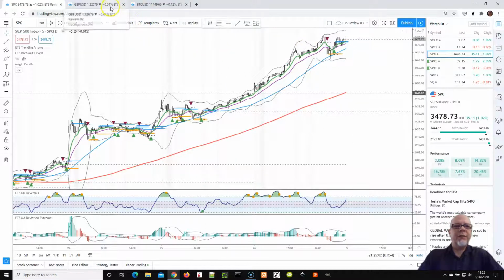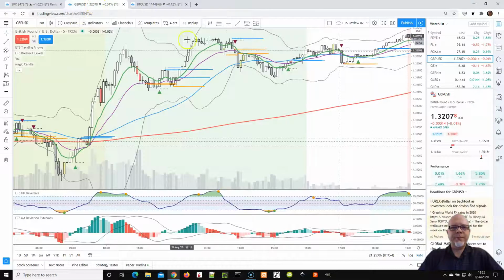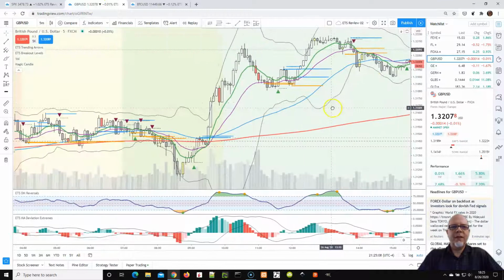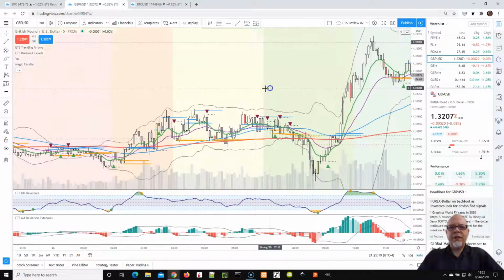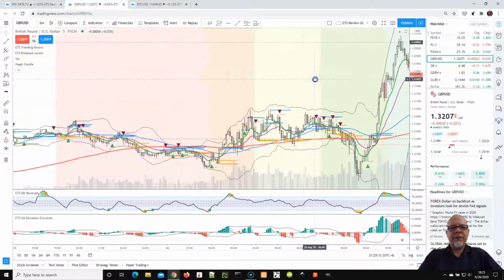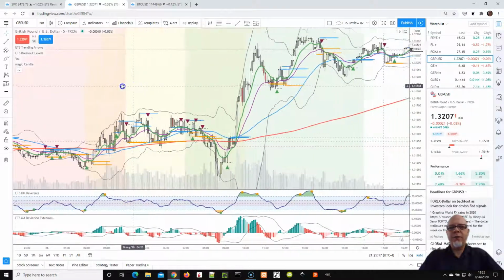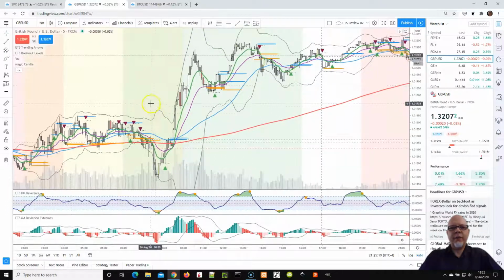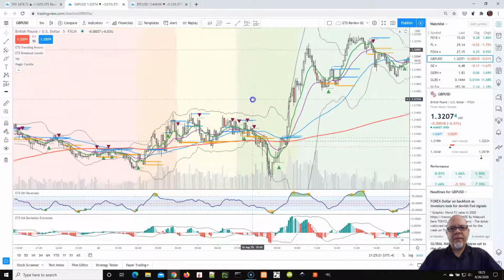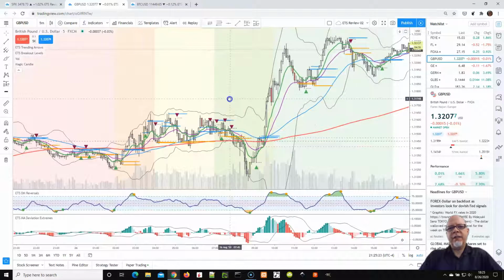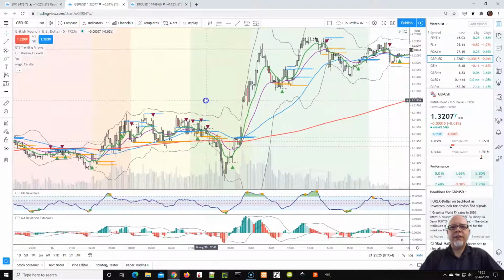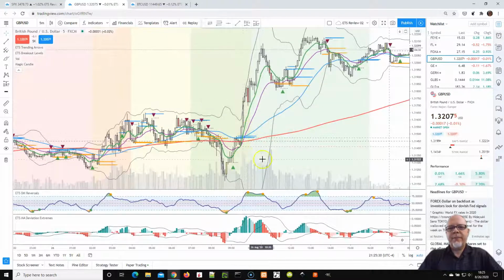So let's move on to GBP USD. Okay, so we basically have mostly a sideways move for most of the day. We had a nice little pop here where the US session overlapped with the Asia session, with the UK session. And let's turn that off.